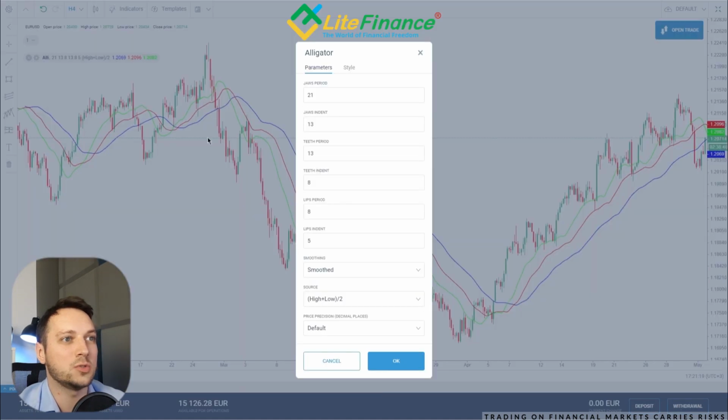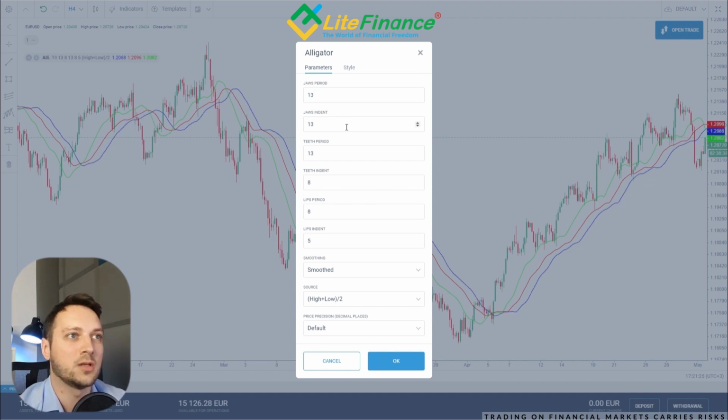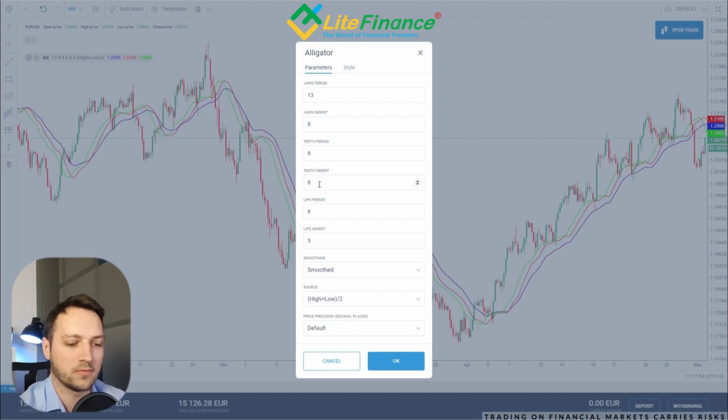The default settings are somewhat different, so we need to change them. They need to be shifted into the future a bit, so it is more visible for us to read the current signal, the current indication. The 13 period jaw is moved by 8 bars. The teeth period is 8, moved by 5 bars. And the lips are 5, moved by 3 bars. Smoothing, yes, source high plus low.